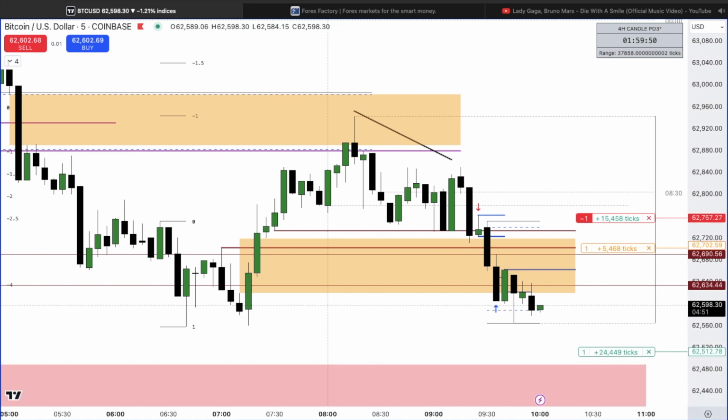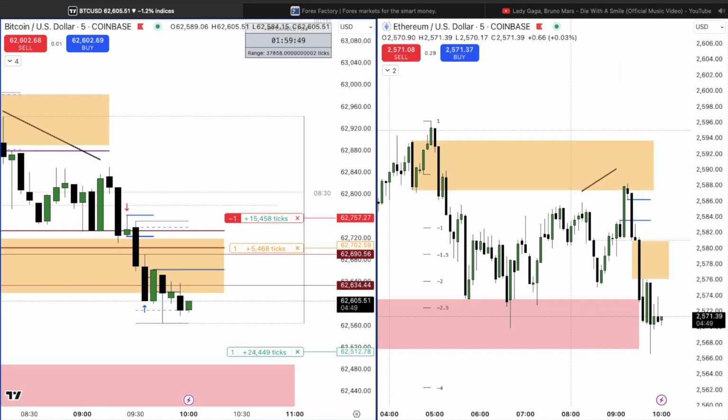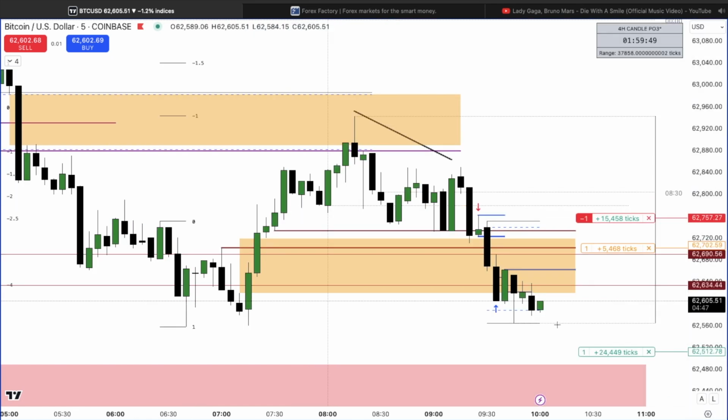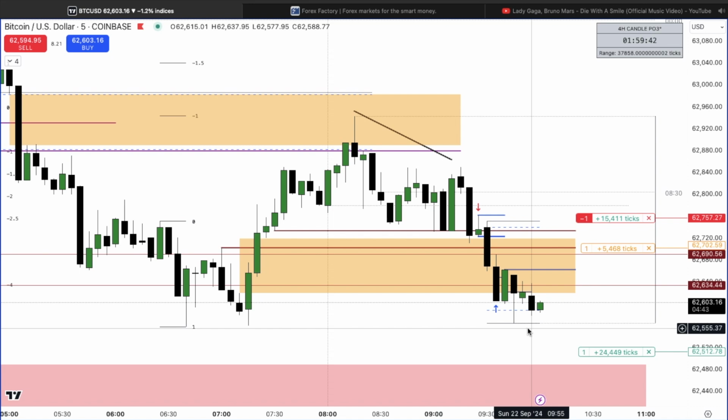So, still want to see that low. The low needs to get taken first of all. Once we take that low, and depending on how price reacts to that low, we'll see. But the low we want to see get taken at this point.